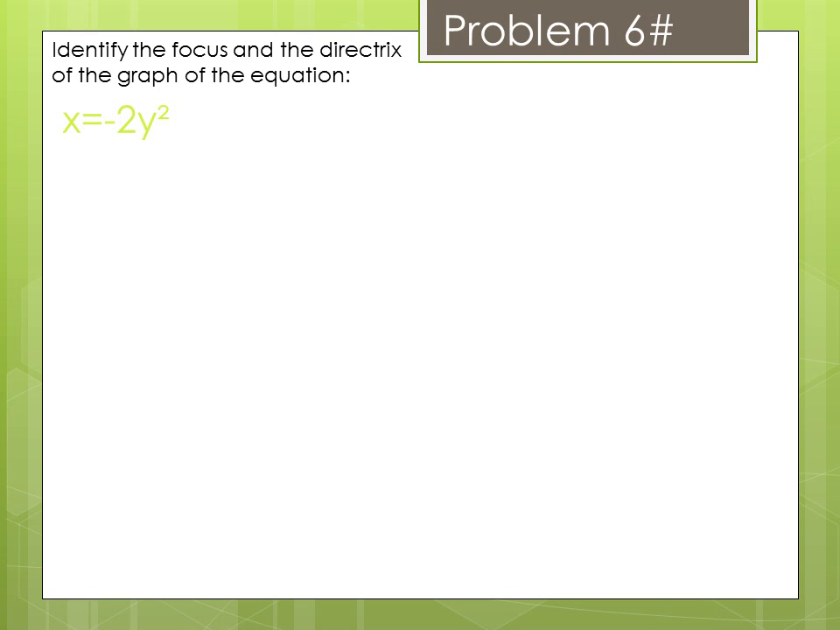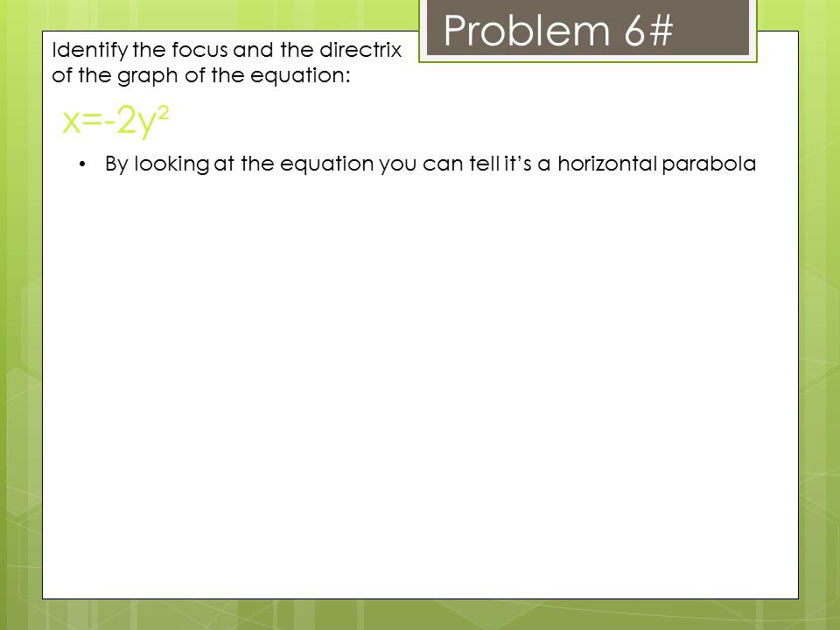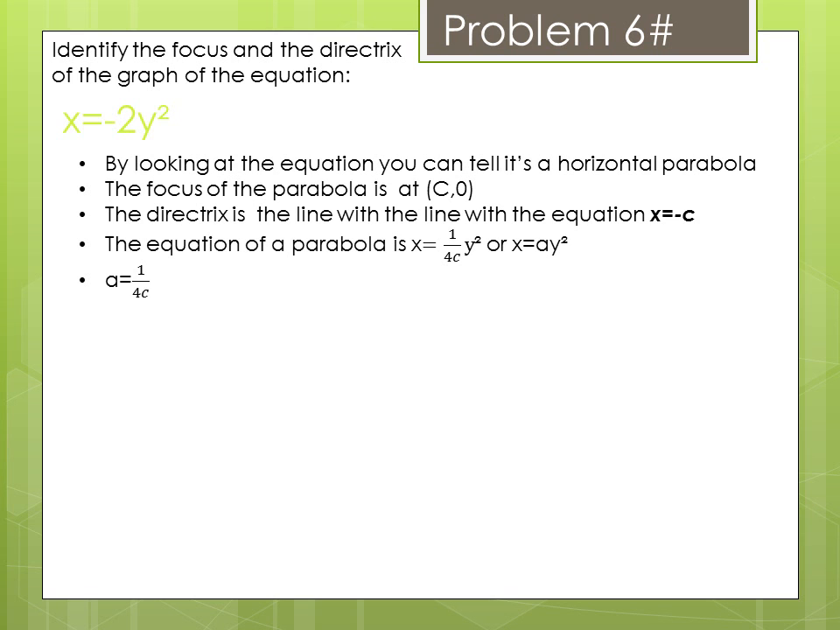This time x is equal to -2y squared, and it's again going to be a horizontal parabola. So you can look at the information I put above if you still need it. X is equal to -2y squared, and our a this time is equal to -2. -2 is equal to 1 over 4c, and by multiplying by 4c, you get -8c is equal to 1. And then by dividing by -8, you get c is equal to -1 over 8.